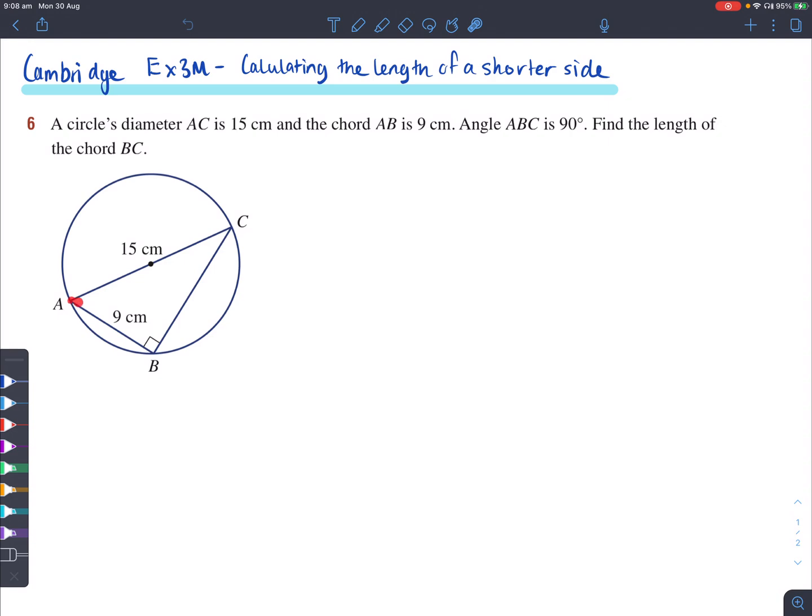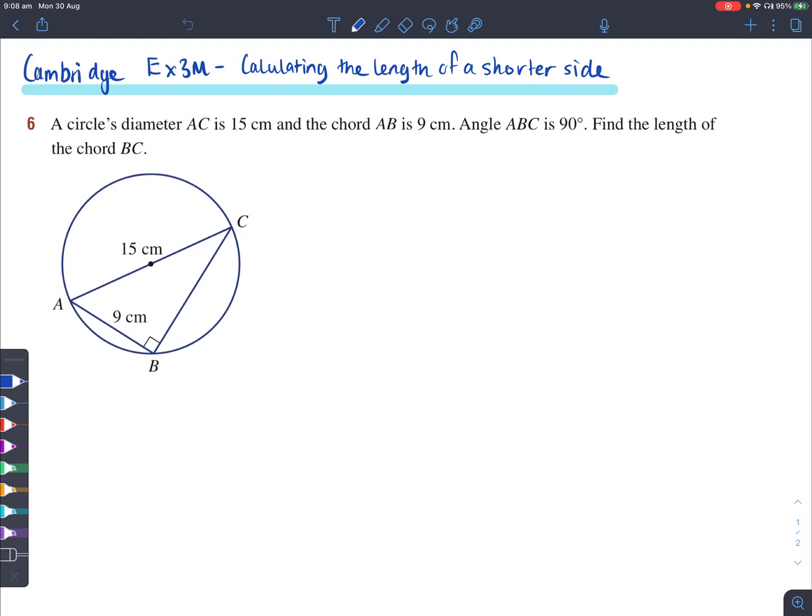Now there's another chord here, which is 9 centimeters, and angle ABC apparently here is 90 degrees. So find the length of the chord BC, this length here. This is very simple. This is a shorter length because, opposite the 90 degrees, AC has already taken the form of the hypotenuse.